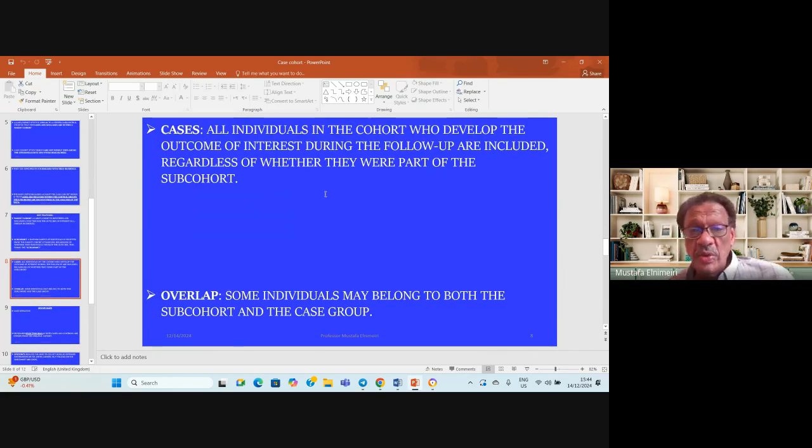Cases: all individuals in the cohort who develop the outcome of interest during the follow-up are included, regardless of whether they are part of the sub-cohort. Overlap: some individuals may belong to both the sub-cohort and the case group. You can find a case also as a control.